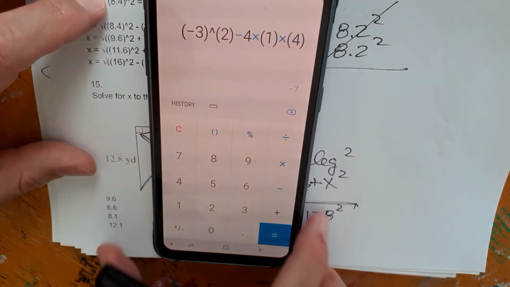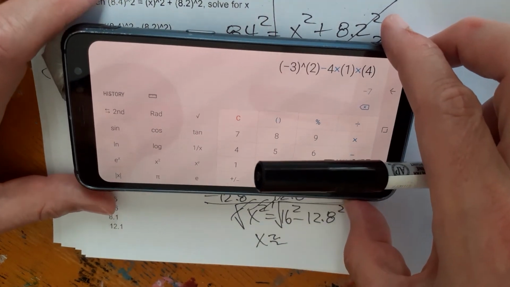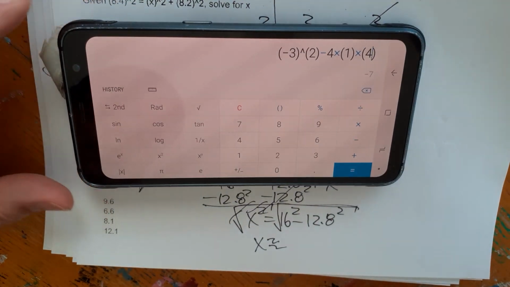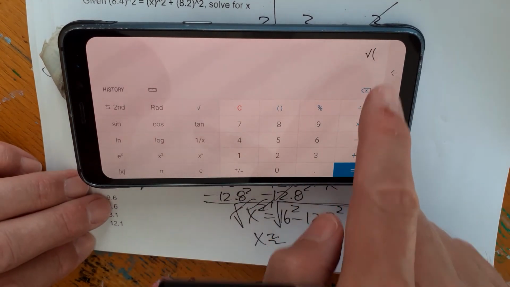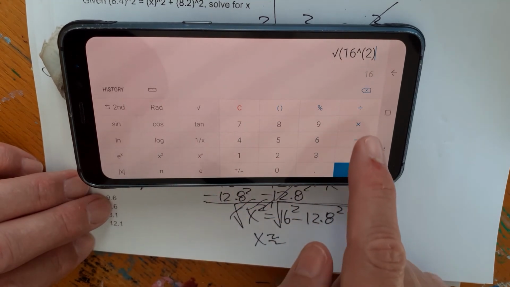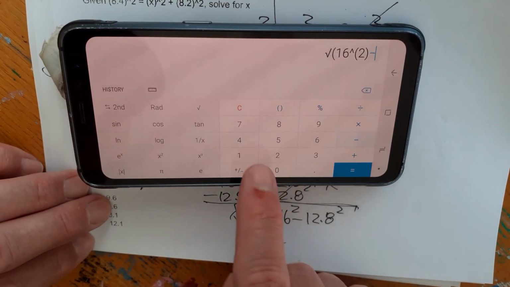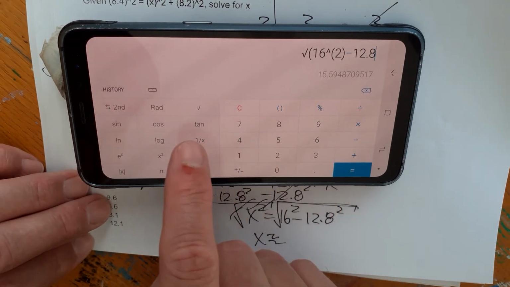let's get our calculator open. Don't forget to turn it sideways. Can I see all this in here? Almost. Clear this out. So what do we have? We have a square root symbol. Put that in first. 16 squared, there we go, minus 12.8 squared.